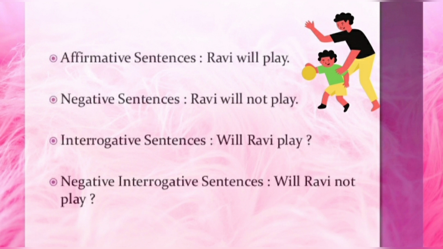The usage of tense in different kinds of sentences. In affirmative sentence, Ravi will play. In negative sentence, Ravi will not play. In interrogative sentence, will Ravi play? And in negative interrogative sentence, will Ravi not play?